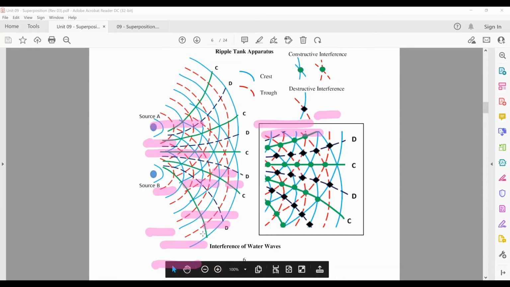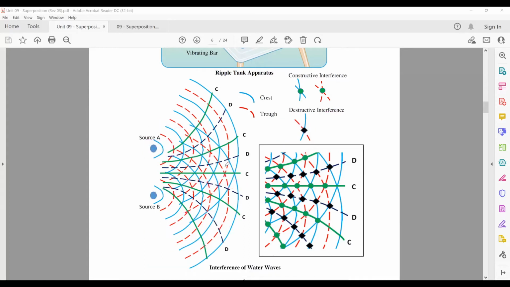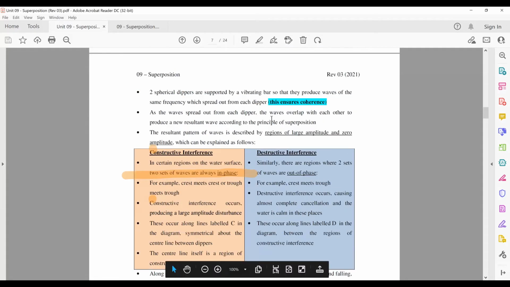Now the center line is referring to this one here. If you look at the diagram, the center line is this one. It's the line in between the two dippers. The center line itself will always be a region of constructive interference because the waves always meet in phase.